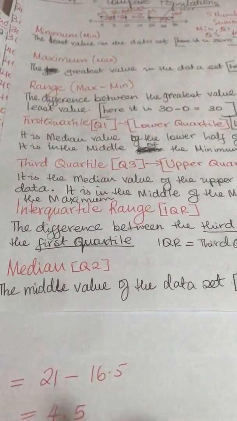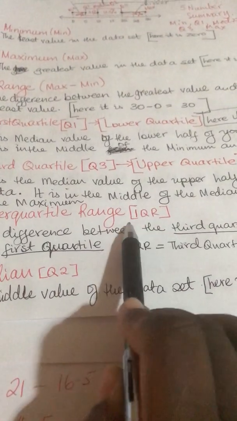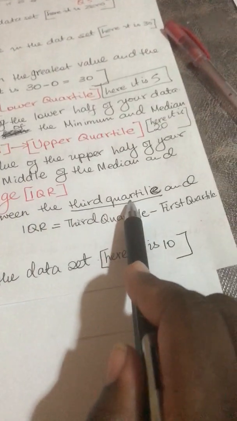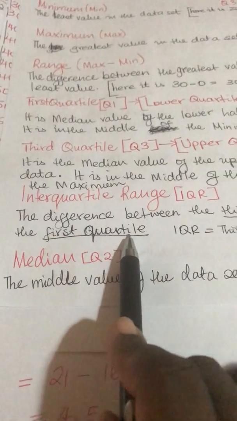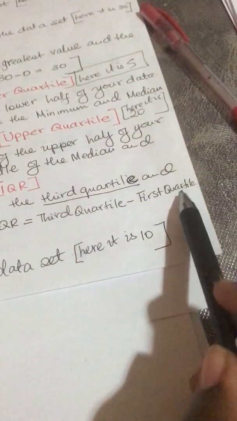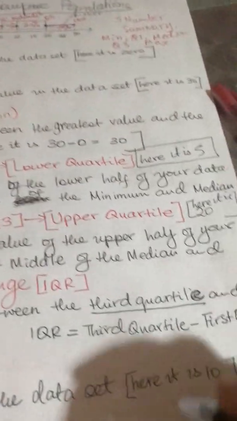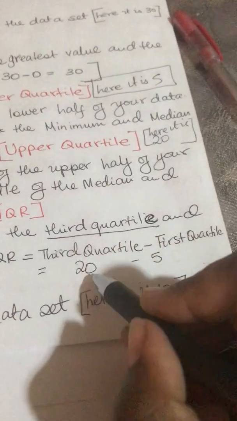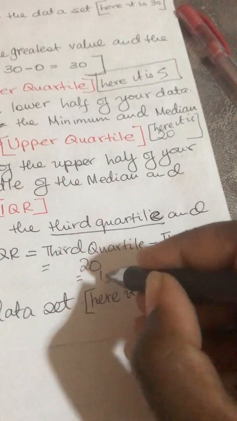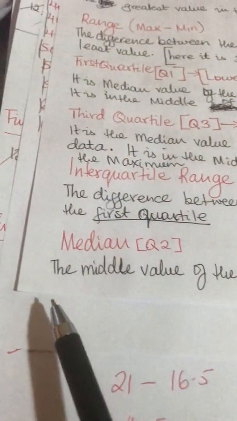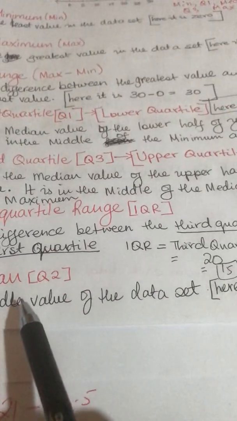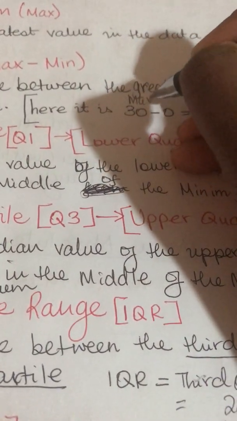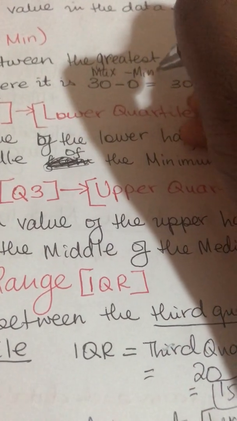All right, interquartile range. It's referred to as IQR. How do I do IQR? The difference between the third quartile and the first quartile. That means third quartile minus first quartile. Third quartile is 20. First quartile is 5. 20 minus 5 is 15. There you go. Here, maximum minus minimum for the range. So make sure you put maximum minus minimum equals range.